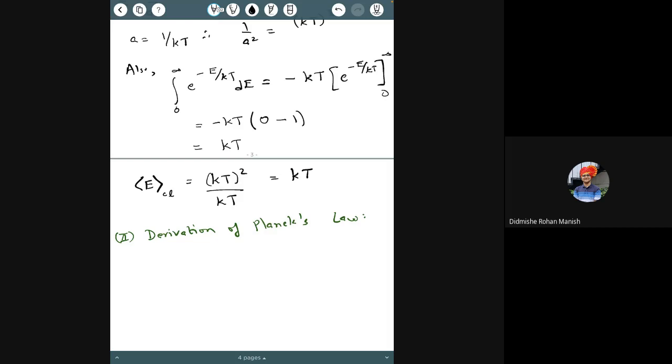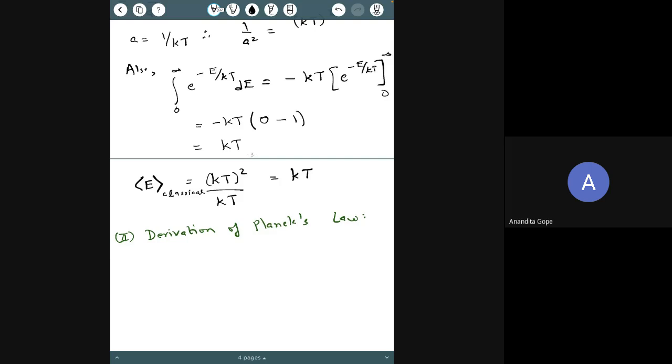Okay. Now for Planck. Ma'am, in the subscript of average energy, what is written over there? It's CL for classical. Okay. Yeah. Thank you, ma'am. Yeah, I'm sorry, my handwriting is a little bit bad on the tablet. Otherwise, it's not so bad when I write on paper.